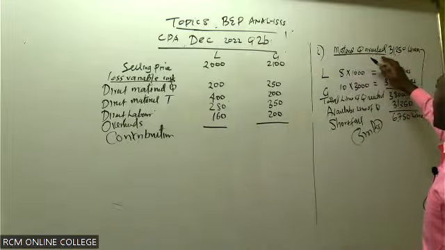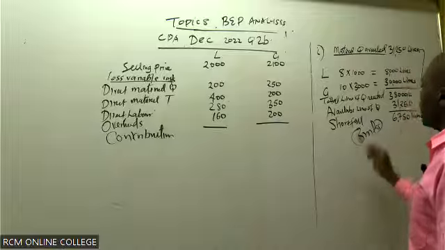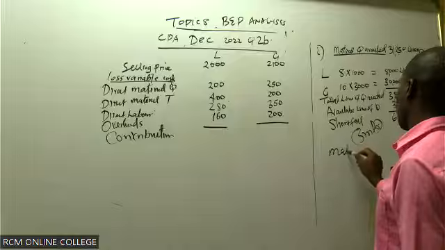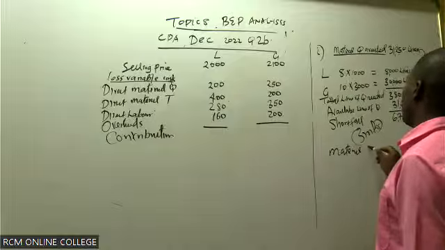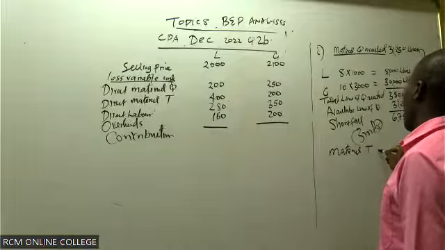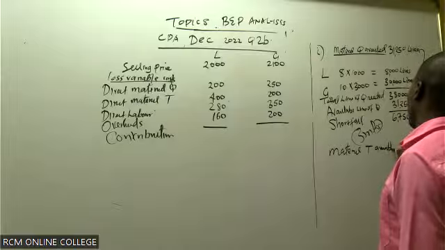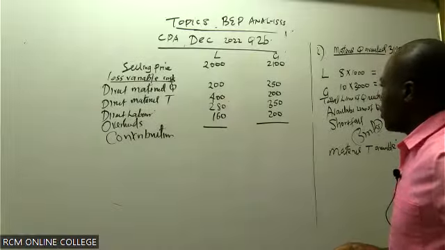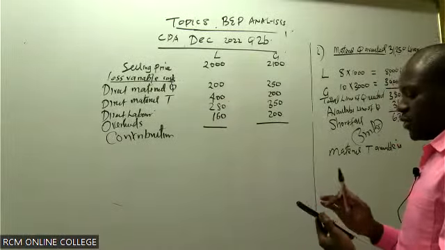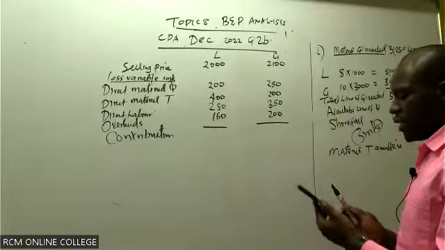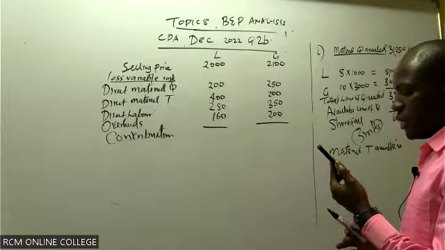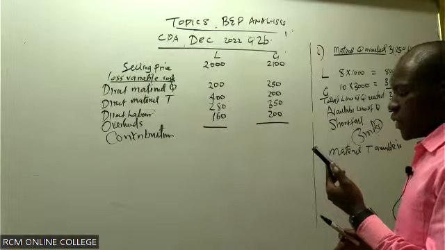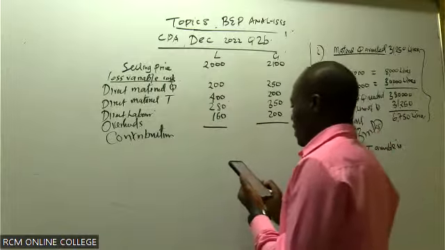Material Q available 31,250. Then they come here and tell you material T available is... So is material T given in liters or in kgs? Let's see. Material T is given in liters as well. So I want somebody to take this one here.